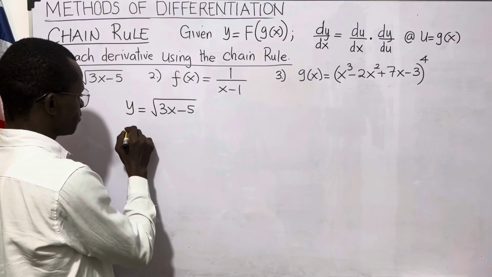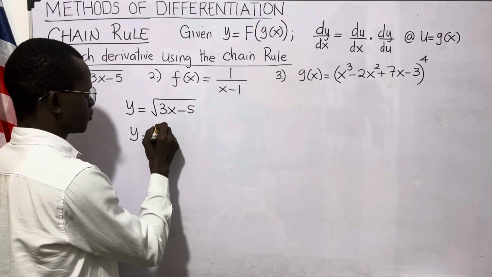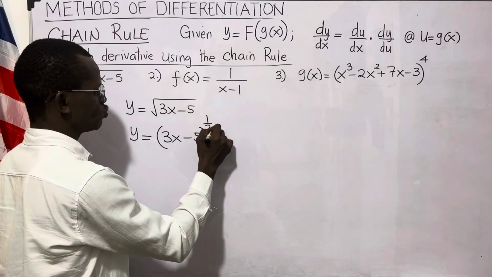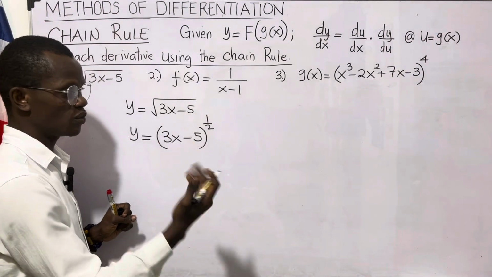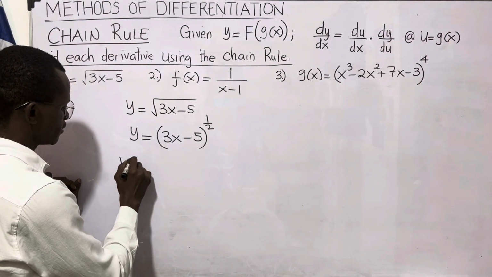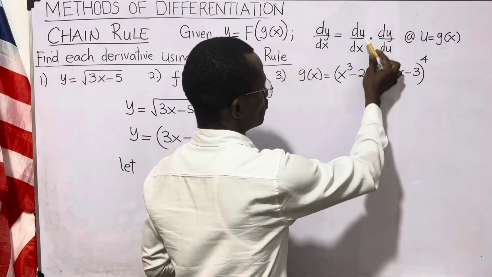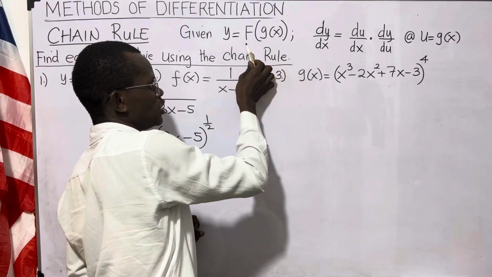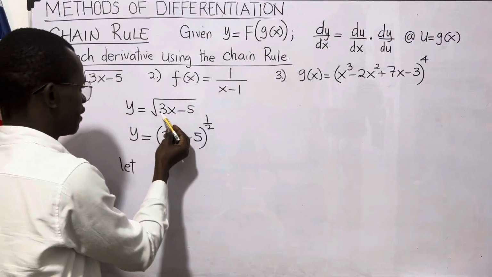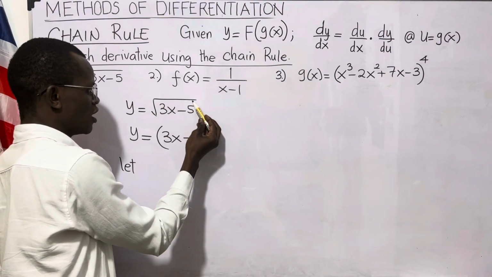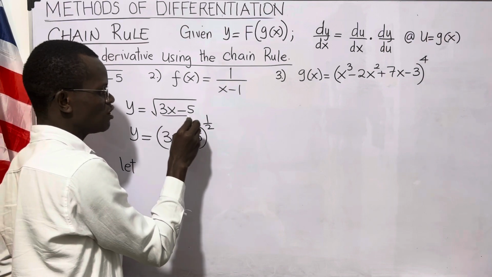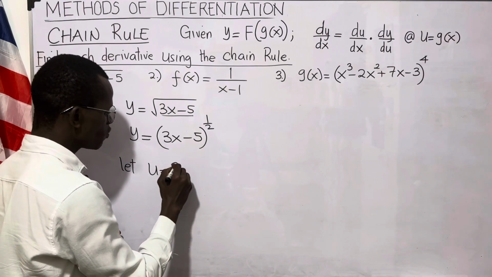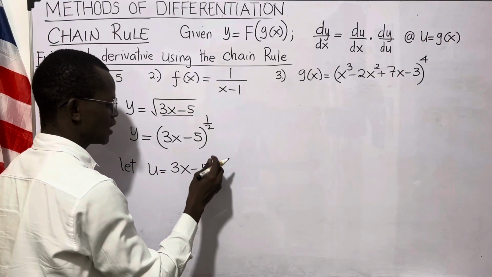Remember, this square root can be rewritten as 3x minus 5 raised to the power 1 over 2. Half means square root, right? So you saw in this formula we said u equals g of x. If you have a function and then another function inside, like this is a radical function, then within this radical function, you have a linear function. So we can say let u equal this linear function that is within the radical.